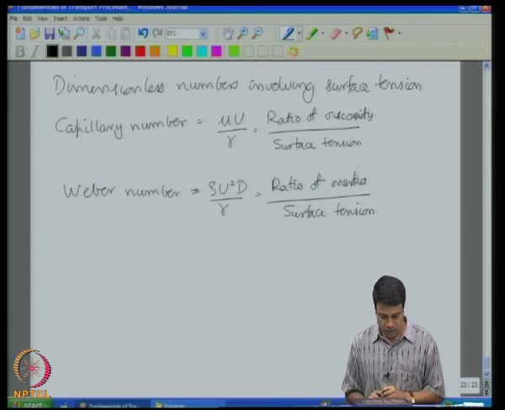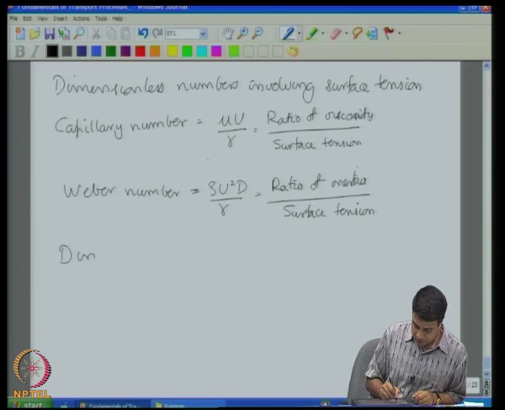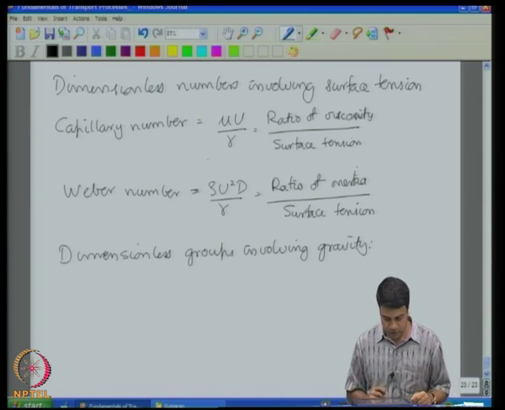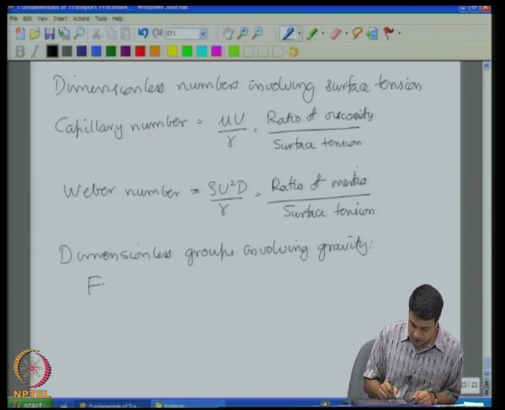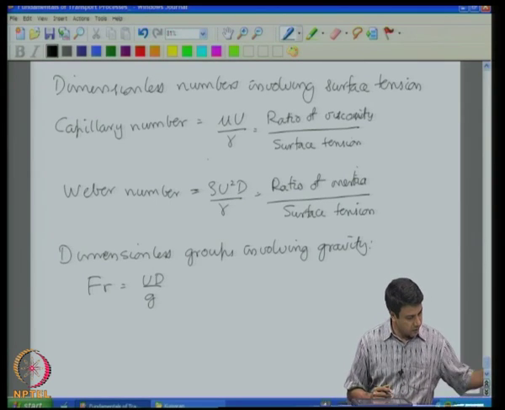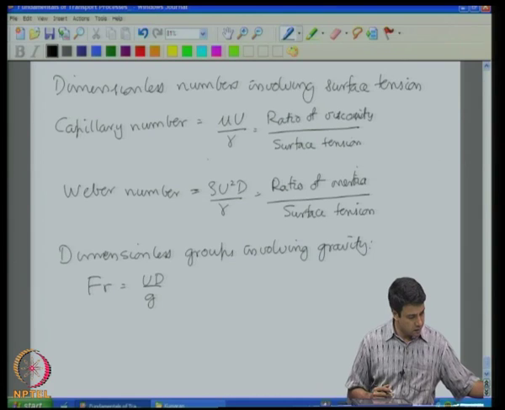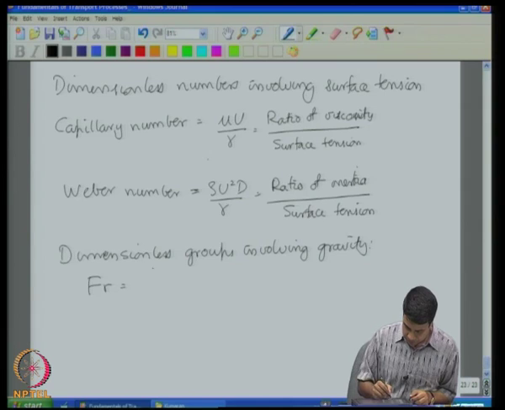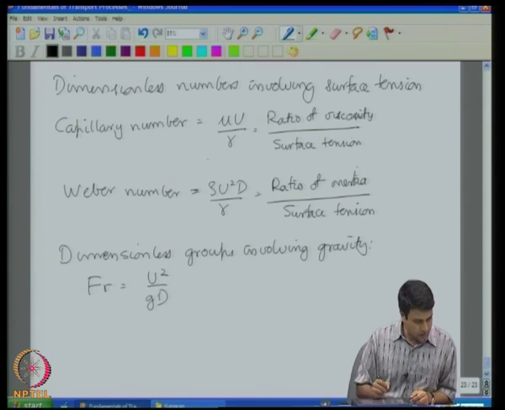You could have dimensionless groups involving gravity. So, for example, we have already seen one, which is the Froude number, which was u d by g, where d is the characteristic length. I'm sorry, this should go as u square by g d, the Froude number.